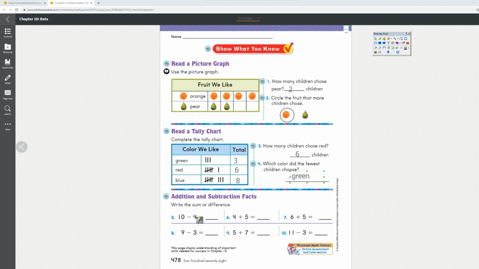For numbers 5 through 10, we have 10 minus 4. We have 4 plus 5, which is 9. 6 plus 5, which is 11. 9 minus 3, which is 6. 5 plus 7. And 11 minus 3, which is 8.